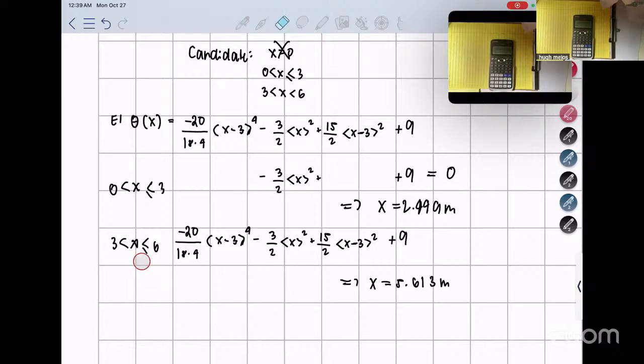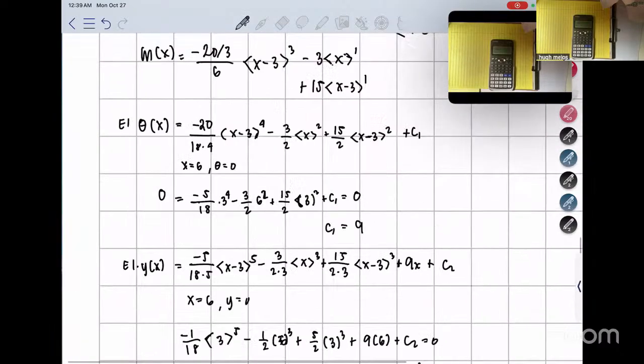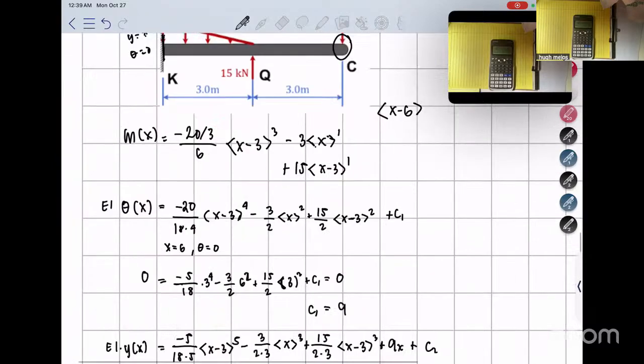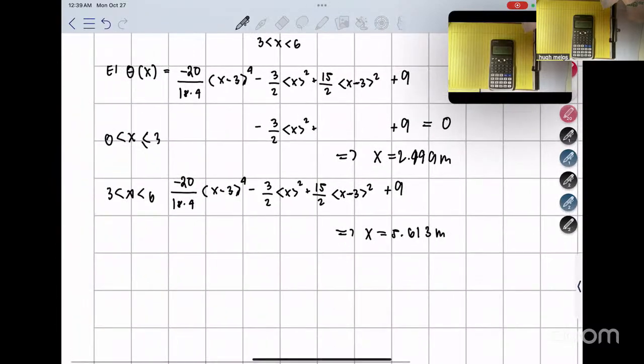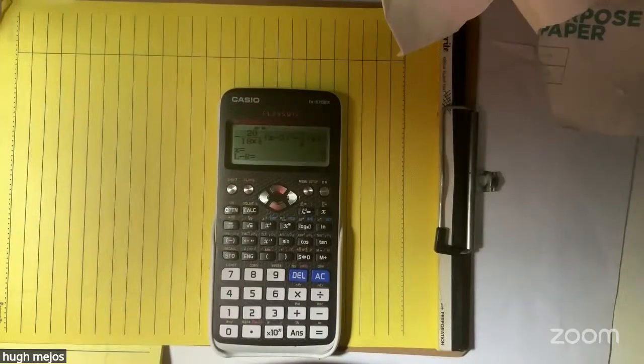Bakit pala hindi pwede yung 6? Kasi alam natin na at the fixed support, y equals 0 yan. So no point looking for it. But yeah, suggestion ko is intervals of 1. Just check your calculator in those intervals.